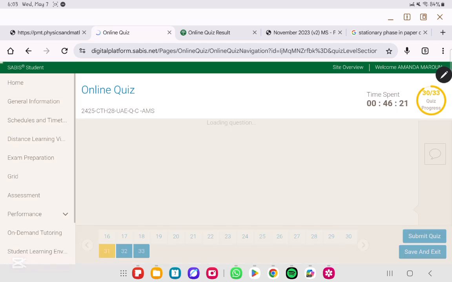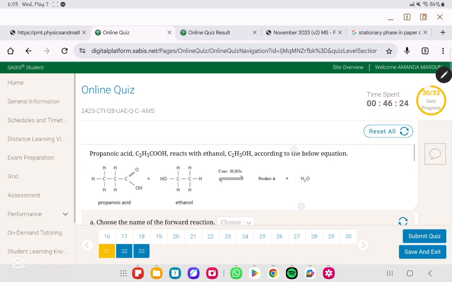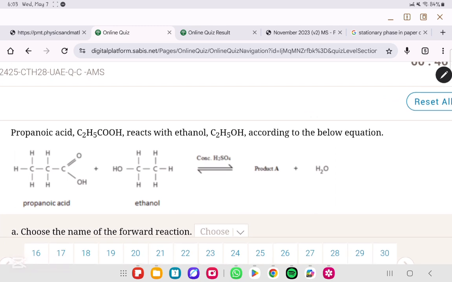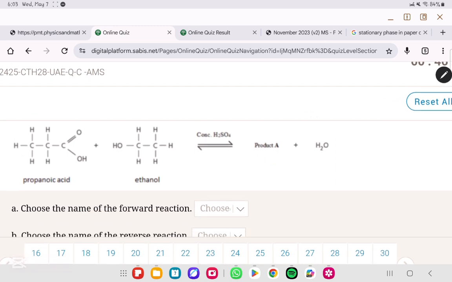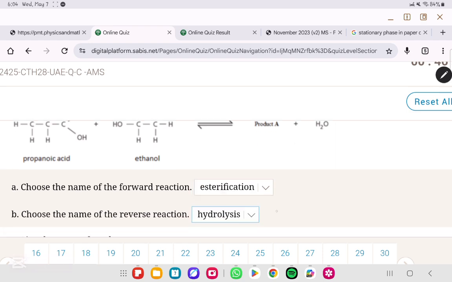Now, 31. Okay, propanoic acid reacts with ethanol. When you have an acid reacting with an alcohol, you're going to have the formation of an ester. The forward reaction is called what? It is called esterification. But if you're going backwards, that means you're adding an ester to water, you're going to have a process called hydrolysis.